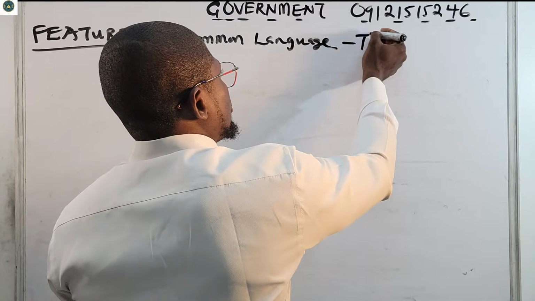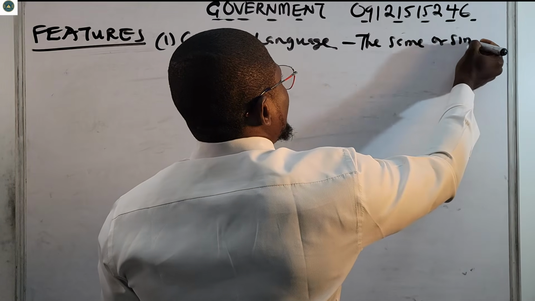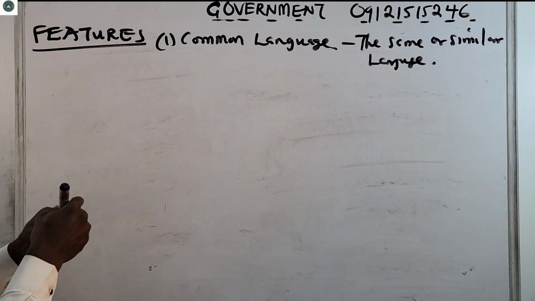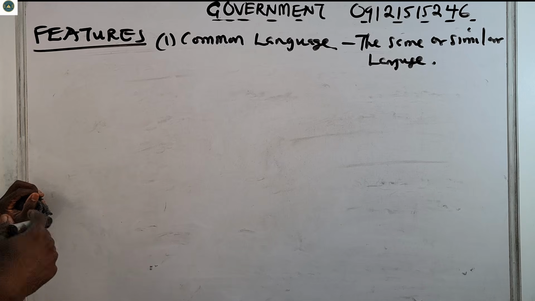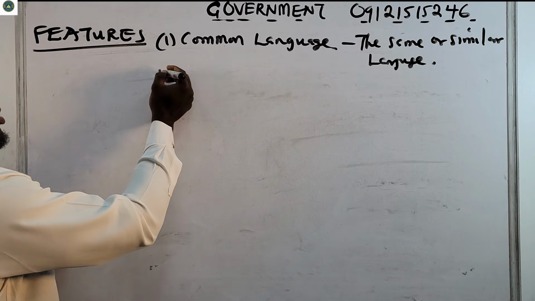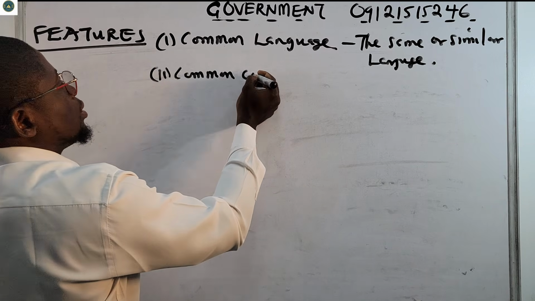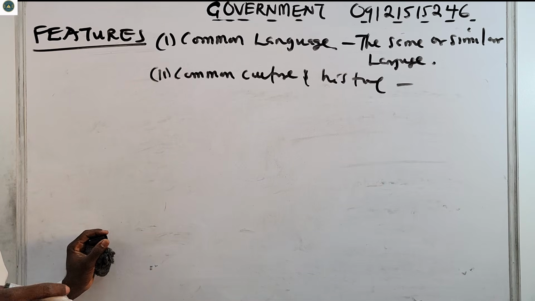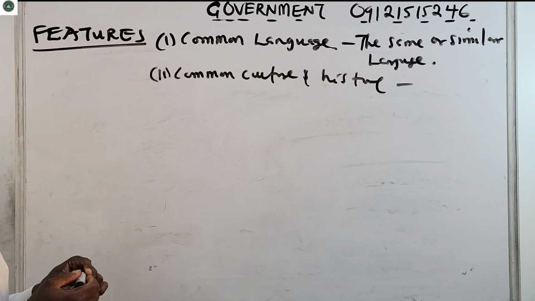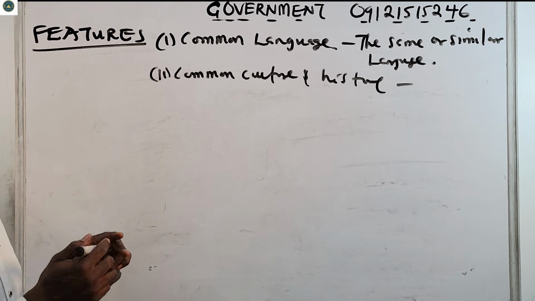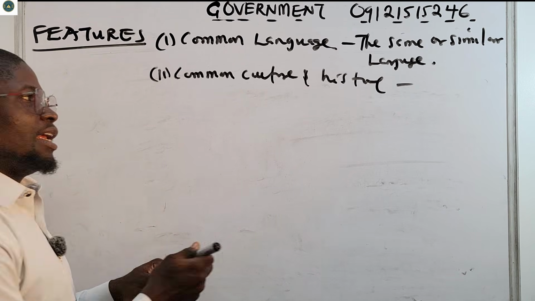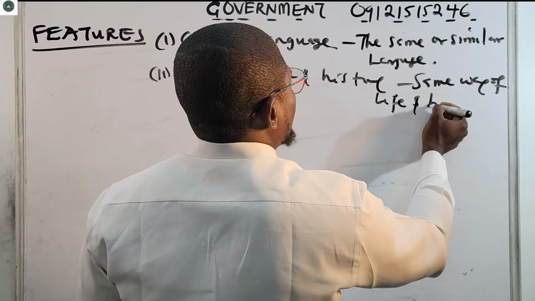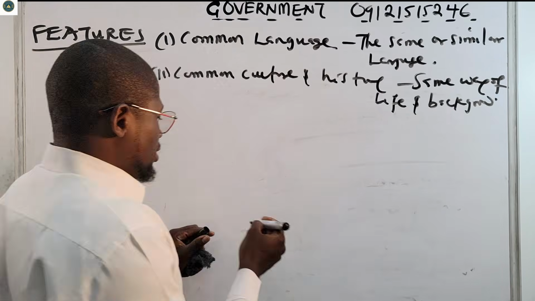People speak the same or similar language. Okay, so that is one of the main features of a nation state. Okay, and then also they have a common culture and history. They have the same way of life and background. Okay, so people in a nation state have the same way of life. They have common culture and history, same way of life and background.